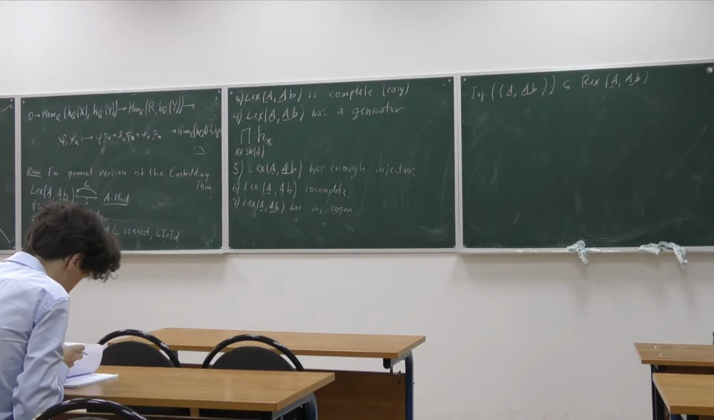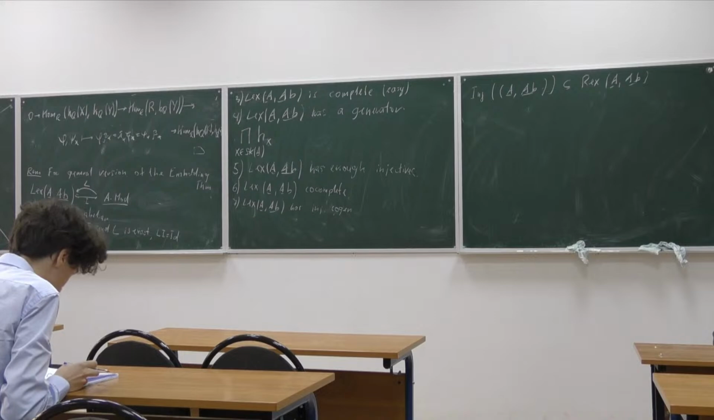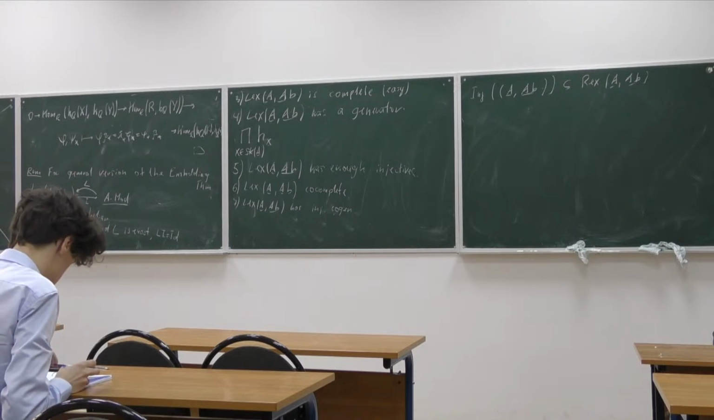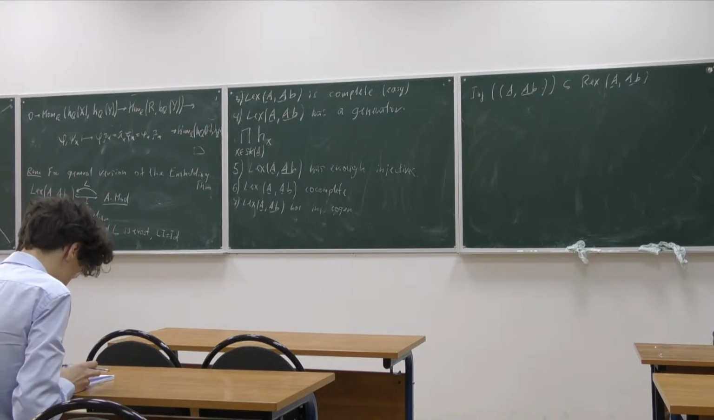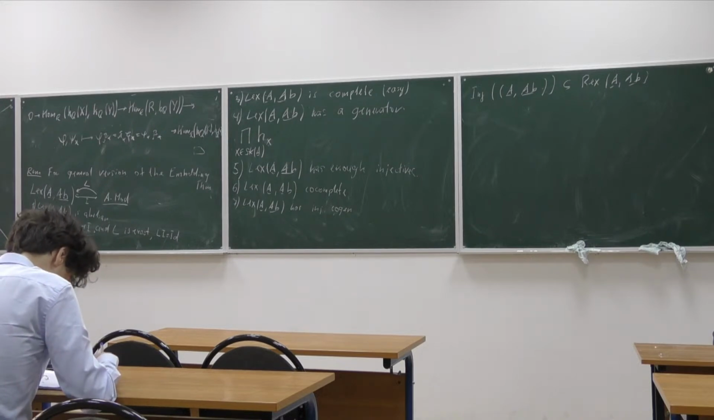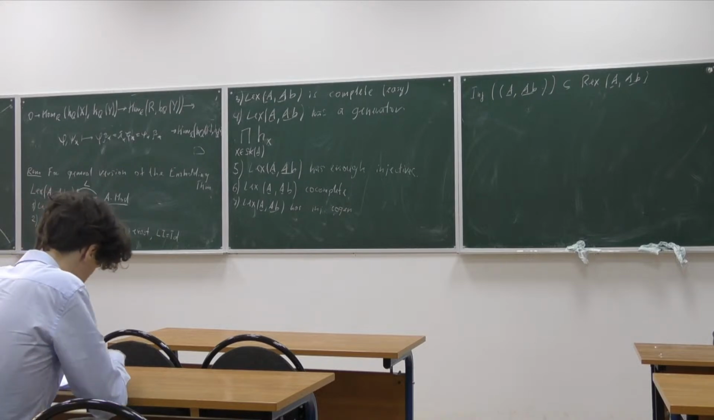So this is the category of additive functions from A to A, correct? Yeah, this is the category of additive functors from A to abelian groups. And we want to consider some injective objects in this category.